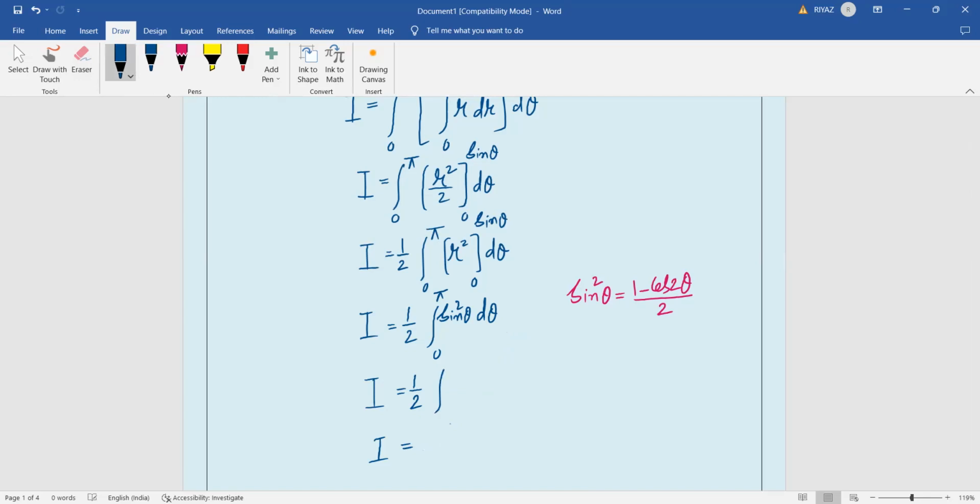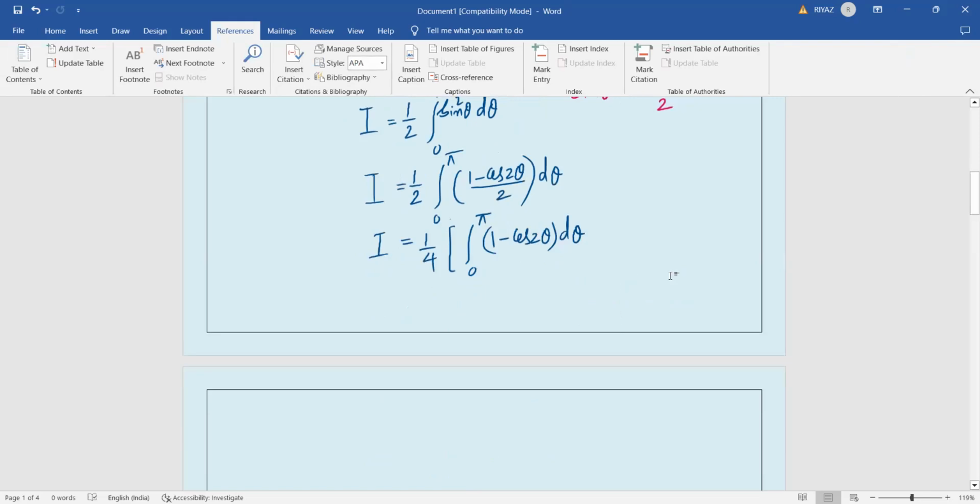So the integral is 0 to pi again, sine square theta written as 1 minus cos 2 theta by 2 into d theta. Let us take this 2 outside, it becomes 1 by 4. Now this is the integral from 0 to pi of 1 minus cos 2 theta d theta. Now we have to integrate this with respect to theta. 1 d theta is theta only.